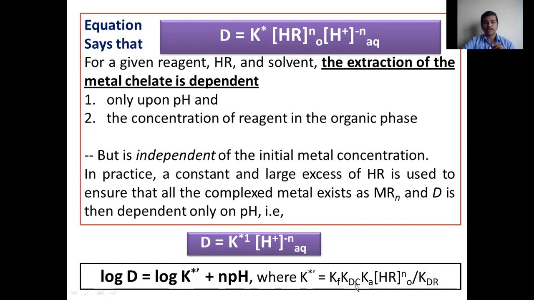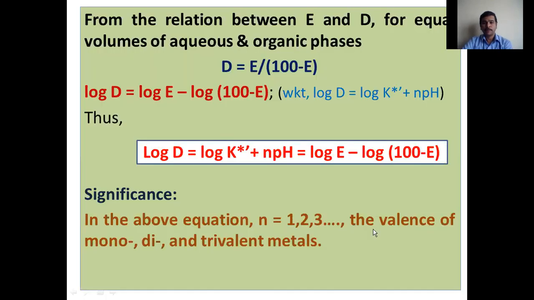So where K star dash is equal to Kf into KDC into Ka into concentration of reagent divided by KDR. KDC is a partition coefficient for the complex and KDR is the partition coefficient for the reagent. So KDC is a partition coefficient of the metal complex. KDR is the partition coefficient of the reagent HR. Kf is the formation constant of the metal complex. Ka is the dissociation constant of the reagent.